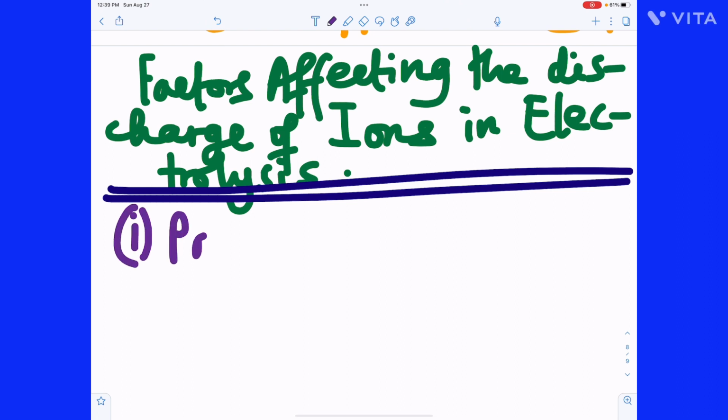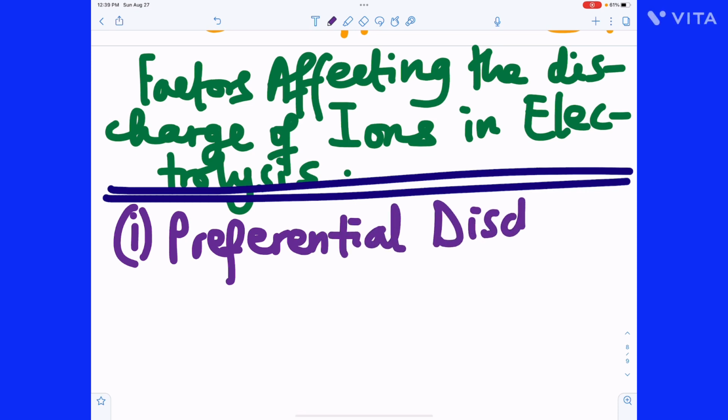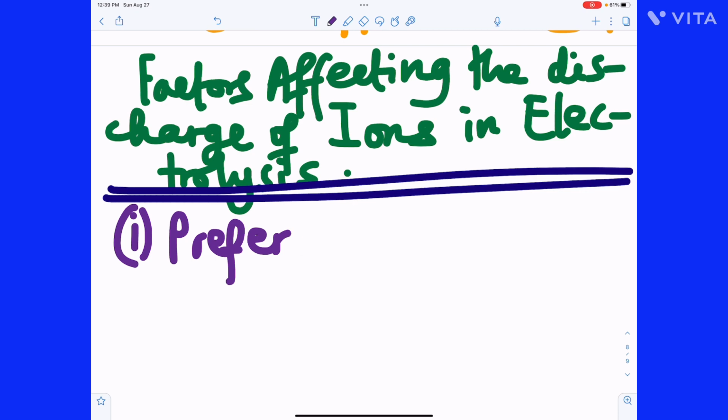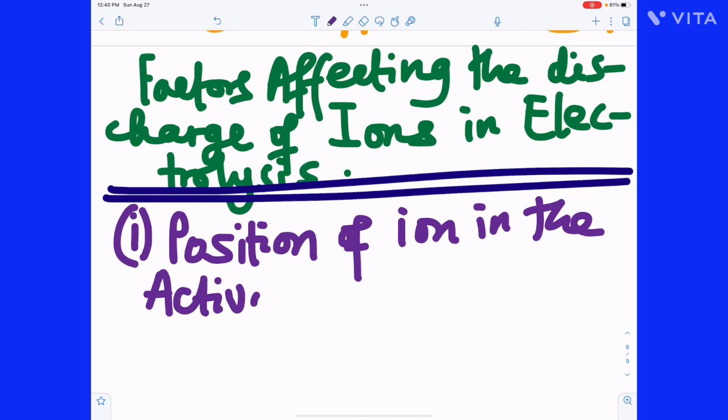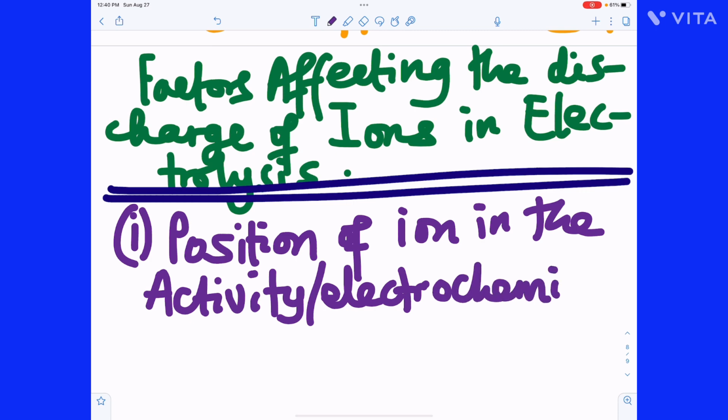The first one was preferential discharge of ions. Preferential discharge is a general definition for all the factors. But the first factor we are going to look at, which affects the discharge of ions in electrolysis, is the position of the ion in the electrochemical series. We can call it the electrochemical series or the activity series.